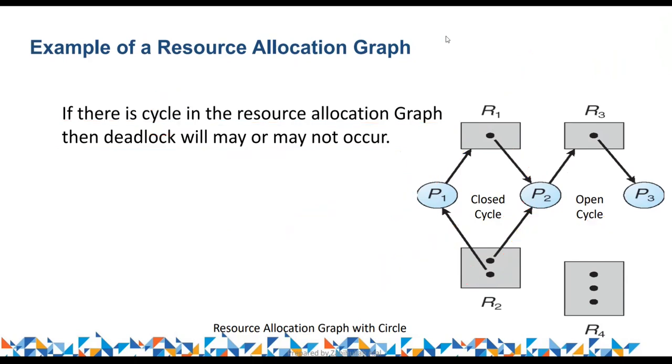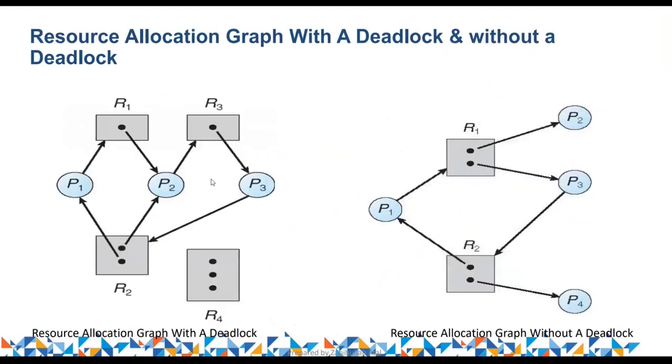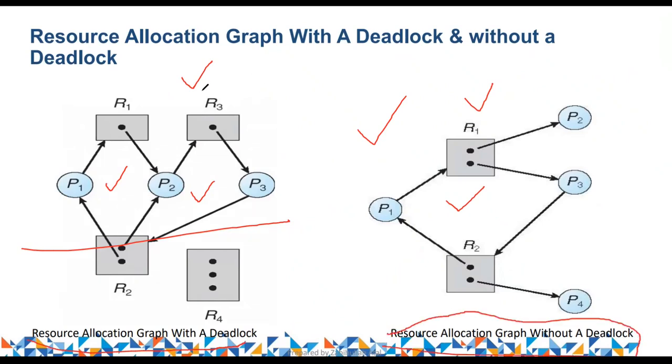Okay, let's try to understand two more circular shape diagrams. So you can see here, I have two diagrams, 1 and 2. Here I also have a circular shape, and circular. Here, the deadlock possibility is high, and here the deadlock possibility is very low. That's why based on that, I write here, resource allocation graph with the deadlock, resource allocation graph without deadlock. But how? Let's try to understand.